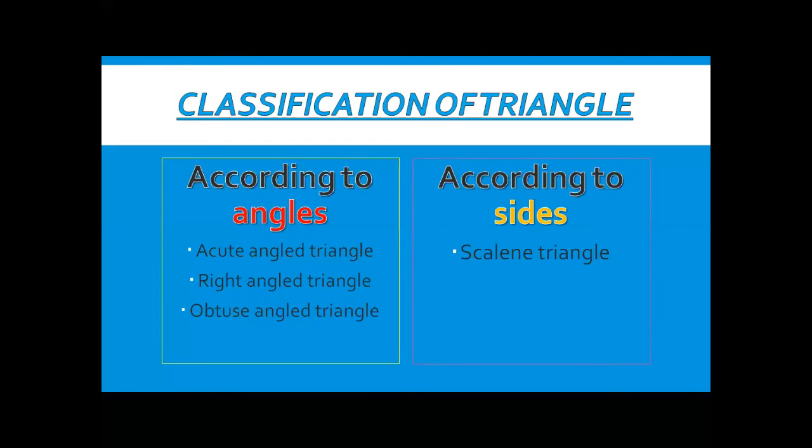First one is scalene triangle, isosceles triangle, and equilateral triangle. So the classification of triangle is divided into two main parts, according to angle and according to its sides. And both have further three types. Now, one by one, we will discuss.